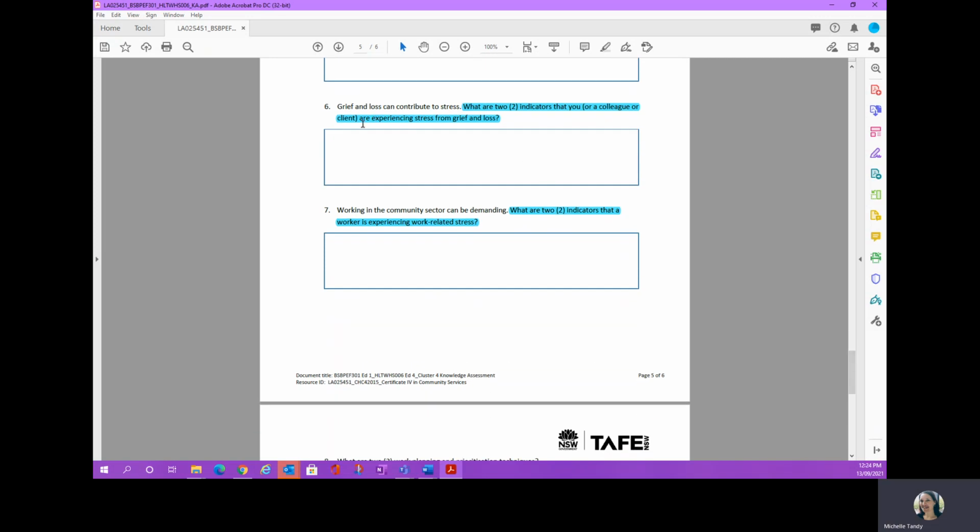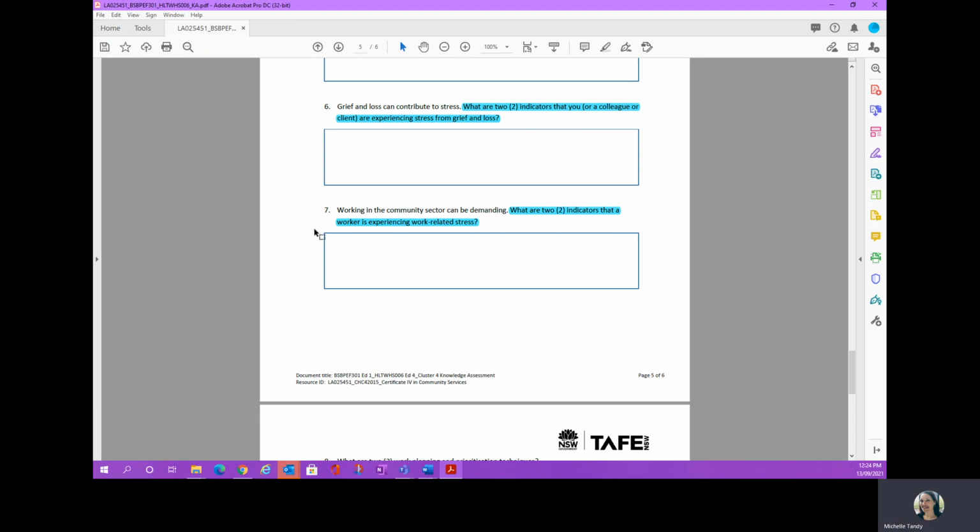Question 6. Grief and loss can contribute to stress. What are 2 indicators that you or a colleague or client are experiencing stress from grief and loss? So similar to question 5, we're only asking you for 2 indicators. So just provide those 2 indicators in your answer. Try and make them different from question 5. This is a specific question about grief and loss. So we want indicators that would suggest that the stress is coming directly from a source of grief and loss, and put those in your answer.